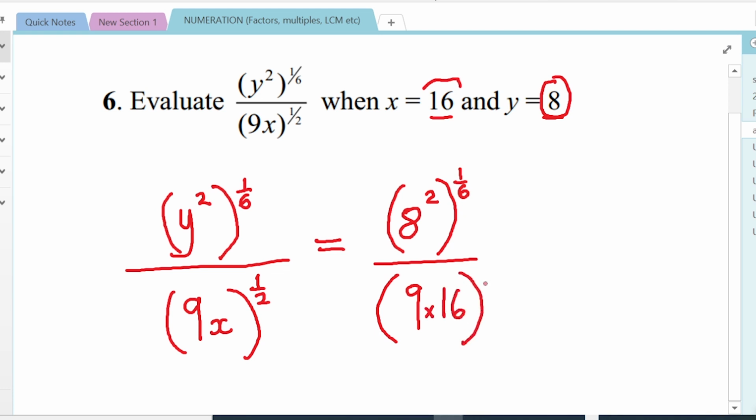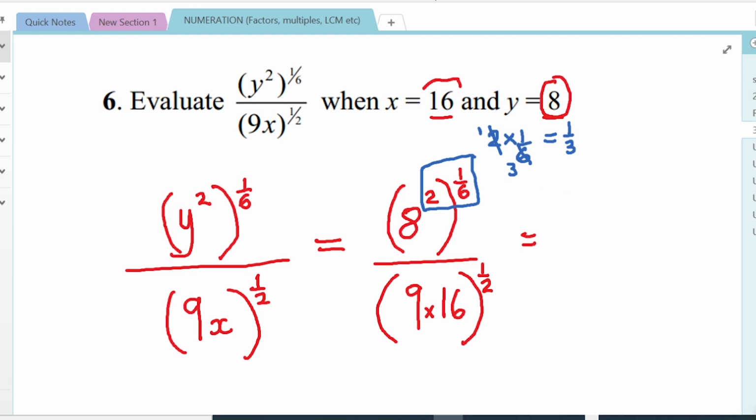This whole thing is to the power a half. Of course, so meaning that is going to be equal to, now let's handle this thing at the top. This thing is the same as saying 2 times 1 over 6. And so 2 times 1 over 6 is going to become, by 2 once by 2, 3. So it's the same as to the power third. So this is going to become 8 to the power 1 over 3.